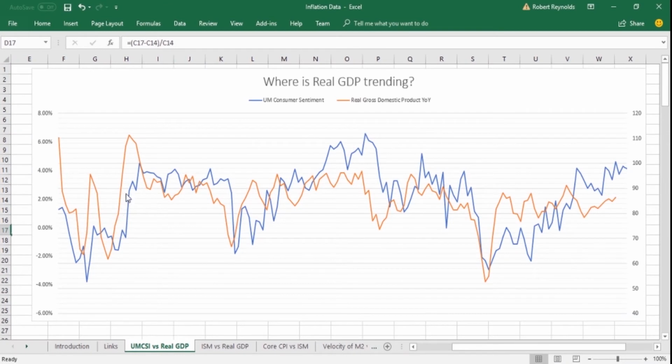As you guys can see, very strong correlation between both real GDP and the University of Michigan Consumer Sentiment Index. So recently, I've said that the GDP numbers should come in strong, which it did, 4.1%. I did believe it might come in a little bit stronger than that, the nominal number.